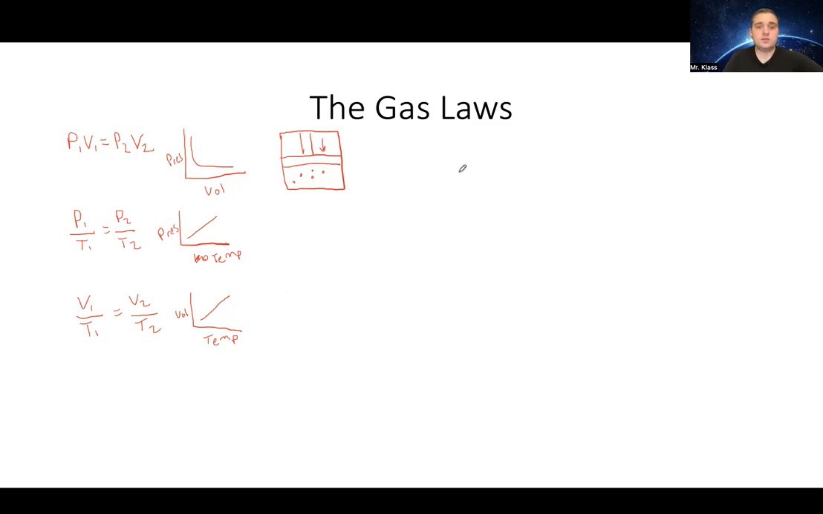Now, for the New York State Regents exam, we can combine all of these laws together into P1 V1 over T1 equals P2 V2 over T2. This right here is known as the combined gas law. And if you notice, it takes this relationship, puts it in there. It takes this relationship, puts it in there. And it takes this relationship and also puts it in there. Hence why it's called the combined gas law.